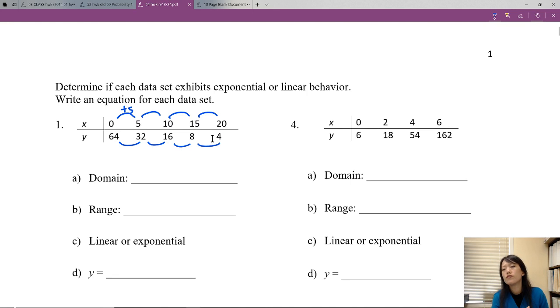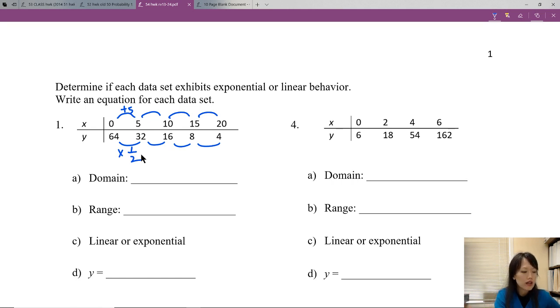Is it division? If it's division, you don't need to divide. You want to always do second divided by first. So instead of divide, you always think times. What am I multiplying by? So you do 32 divided by 64. So you are multiplying by a half every time. So your common ratio is half. I'm halving it every time.